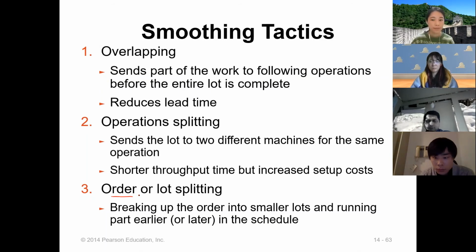Remember just now we said 100. Can we split that 100 into 50-50? Okay, so that's order splitting. So you break up the order into smaller lots. Okay. Operation splitting is splitting between machines. Overlapping means you try to send parts to the following operation before the entire lot is complete. Before you complete the entire lot, you already deliver the new lot for production. Okay.